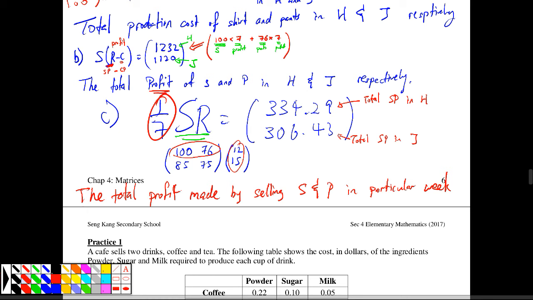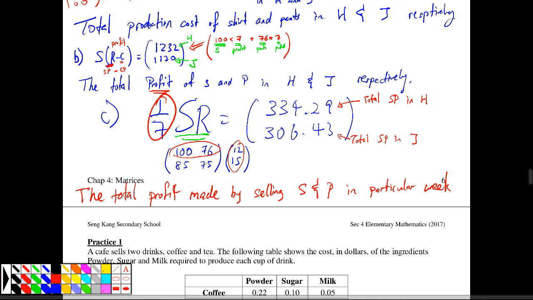When I have the word respectively, then it becomes 2 numbers. If I don't have respectively, total means just 1 number, and that 1 number is the sum of the profit of shirt and pants, so I only expect to see 1 number. Okay, so there's something I need to change here.